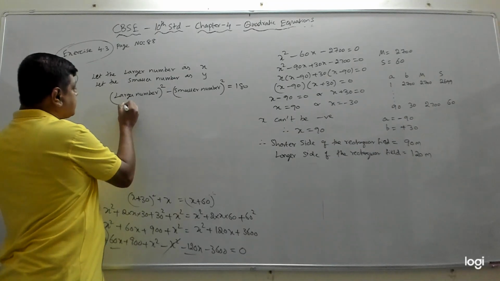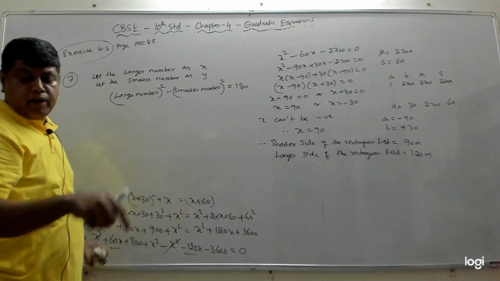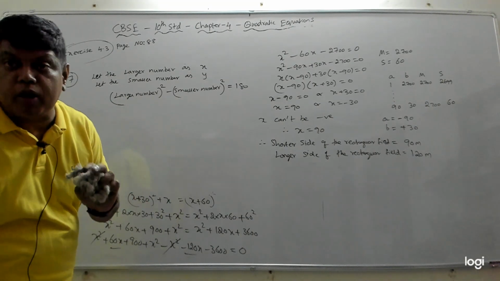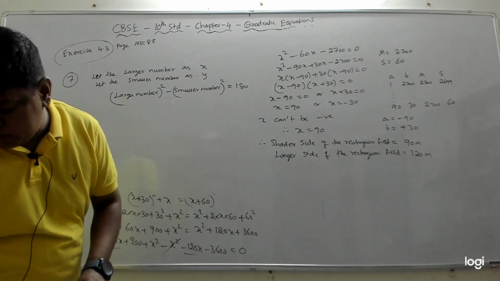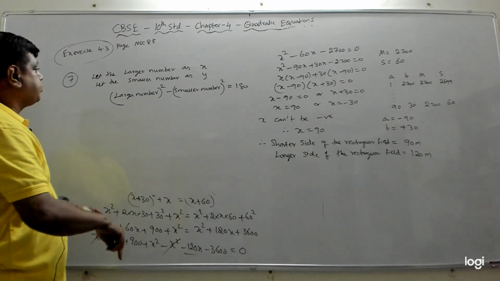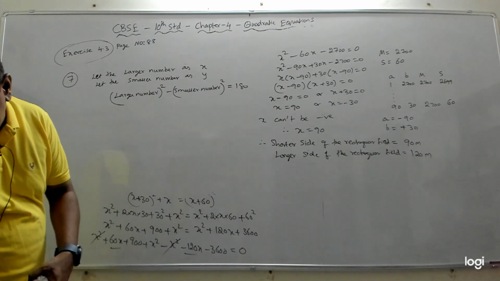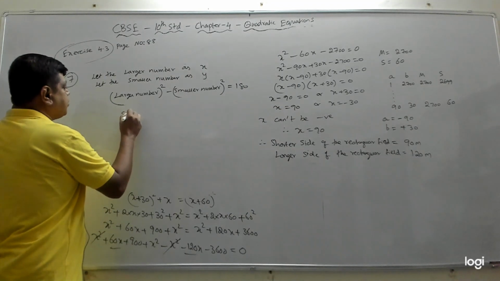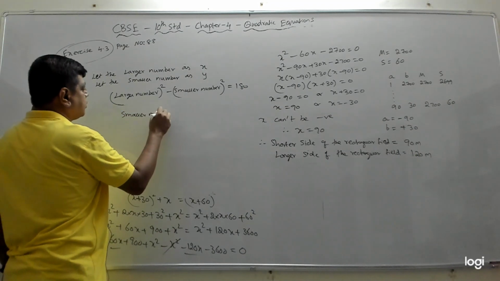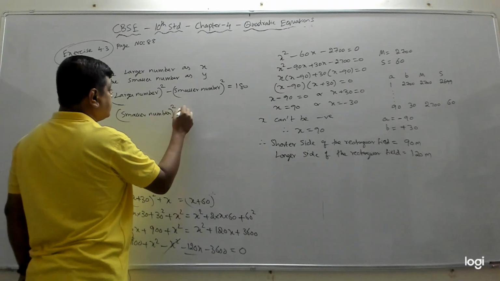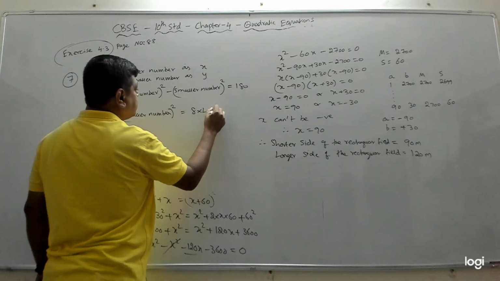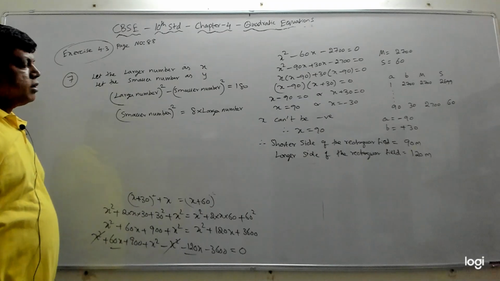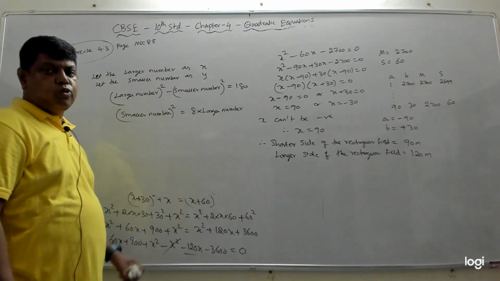The other statement that is given is with the smaller number. The second statement says the square of the smaller number is 8 times the larger number. So which means smaller number square is 8 into larger number. This is another statement that is given. So with these two pieces of information, we have to find these two numbers, right?